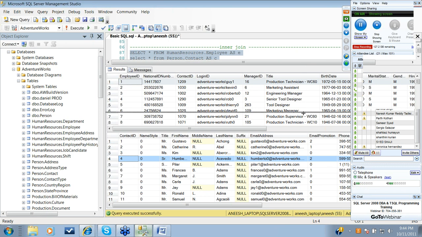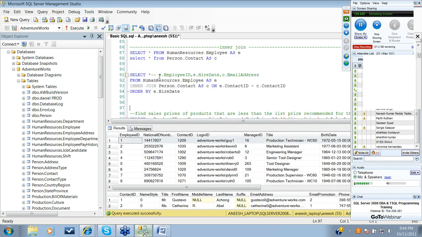Okay, so I have taken out this explicit column definition. So I'm going with a star here. If you look at the statement: select star from HumanResources.Employee as E. What is this one? We discussed this before, right? That's nothing but the alternate name, the alias. Yes. And then I am inner joining with, this is the syntax for the inner join.